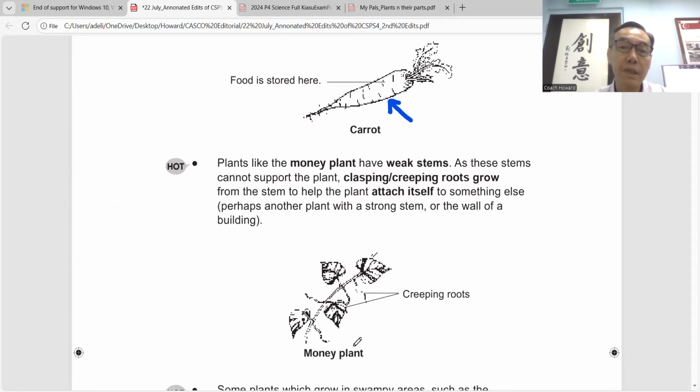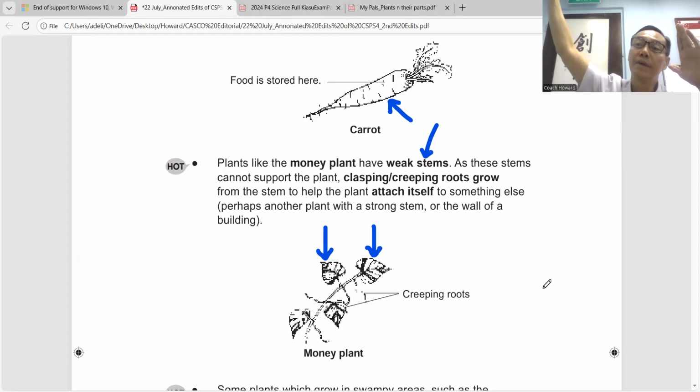Okay, next we learn about these plants. They are weak stem. Weak stem means they cannot grow upright by themselves. They need to attach themselves to some structures like poles or sticks, right? Then they will grow up. Why do plants need to grow vertically upwards? It's because the leaves need to make food from the sunlight. That's why the sun is always up there, right? So the plant moves towards the sunlight.